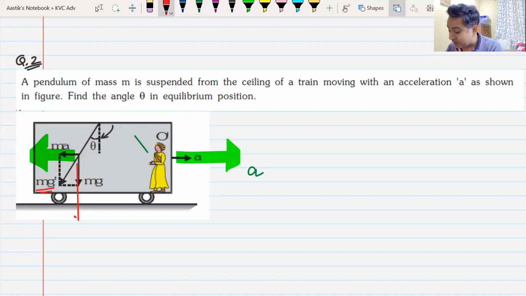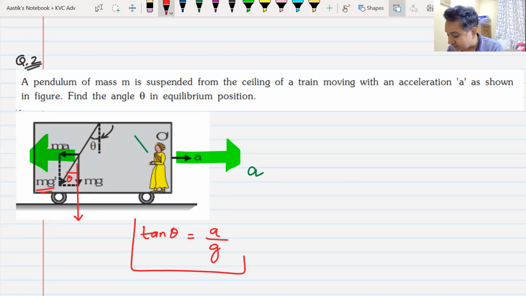So you just remember these things. This tan theta, this angle of inclination, you can easily find it out. This angle theta is the same as this angle theta. Yes or no, my dear friends? That will be equal to m into a divided by m into g. So that becomes equal to a by g. Do we understand this? Yes or no?